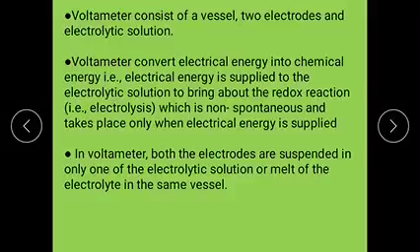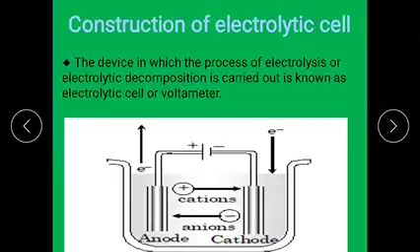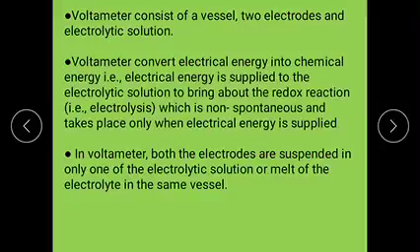When the electrical energy is supplied to the electrolytic solution, it dissociates into ions, and then those ions move towards the electrodes, and corresponding reactions take place at the electrodes. Generally, the oxidation reaction takes place at the anode and the reduction reaction takes place at the cathode. In electrolysis, these reactions take place only when electrical energy is supplied through the electrolytic solution.